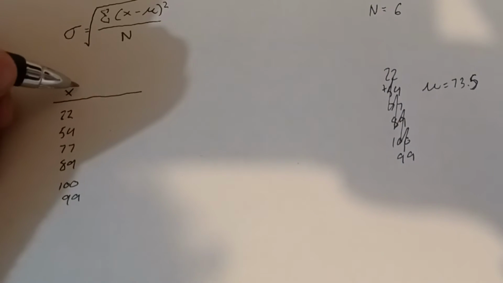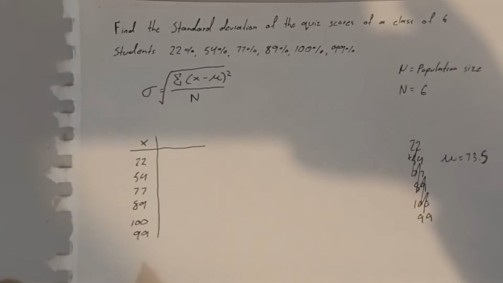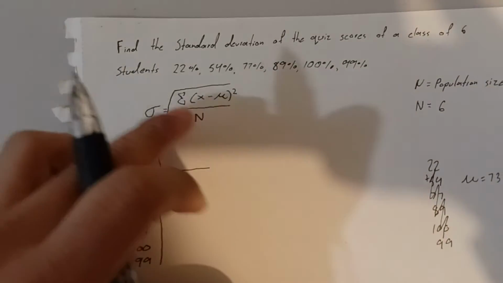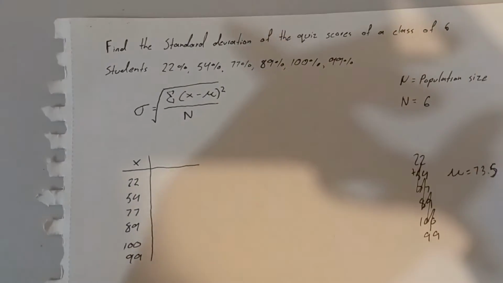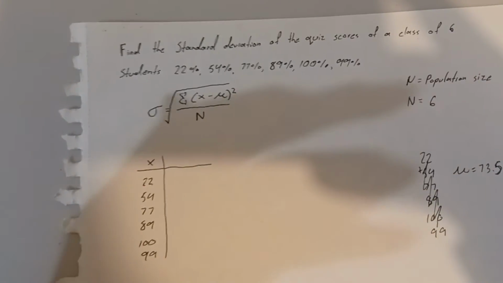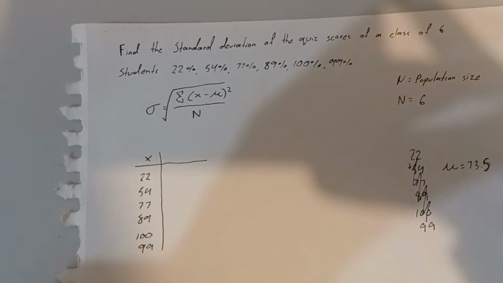Draw your line to separate. It's going to look like that. So what is our equation asking us? Our equation is asking us to subtract the mu from the x value and then square it. And then we're going to take the sum of all of those, all those x values subtracted by the mu and squared. We're going to take the sum of it and divide it by n, and then at the end we're just going to square root it.